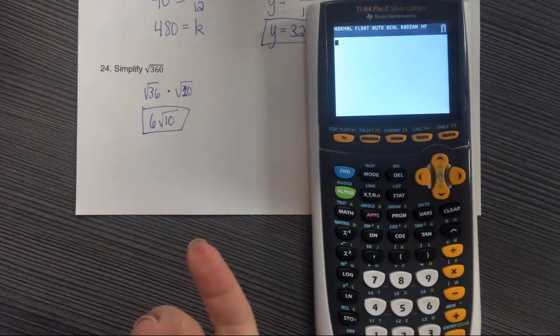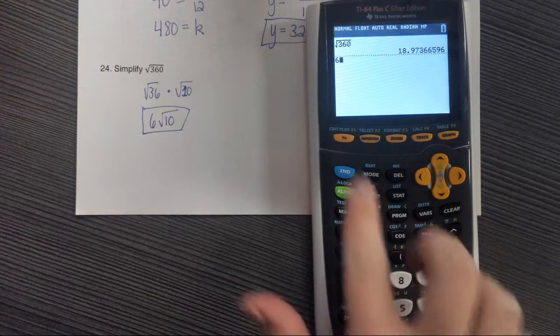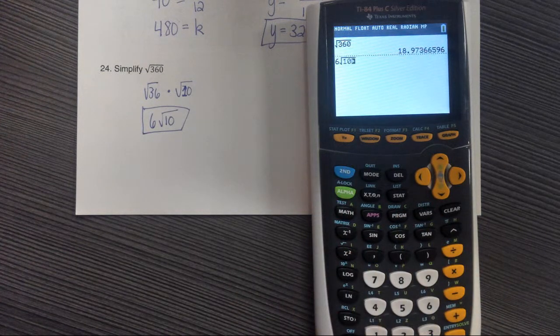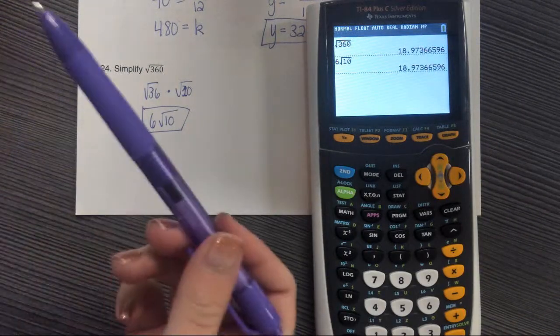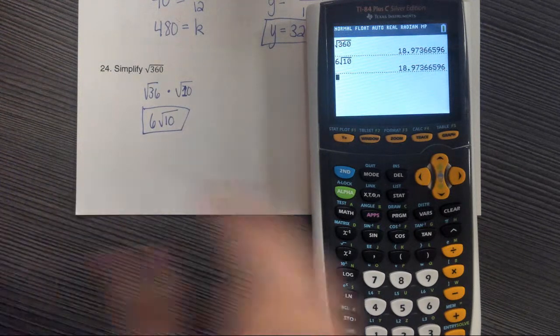Again, if you get stuck, you can always work backwards. I can find the decimal value of the square root of 360 to be 18.97. I can also find the decimal value of 6 times the square root of 10. They should be the exact same thing. So again, use test-taking strategies if you get stuck and work backwards.